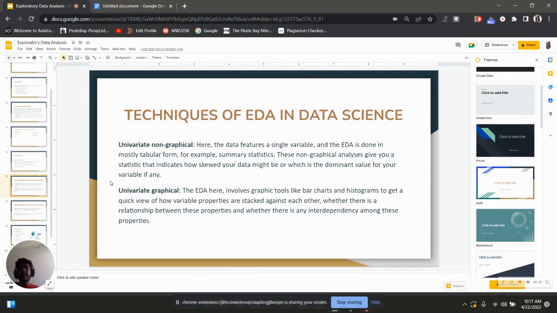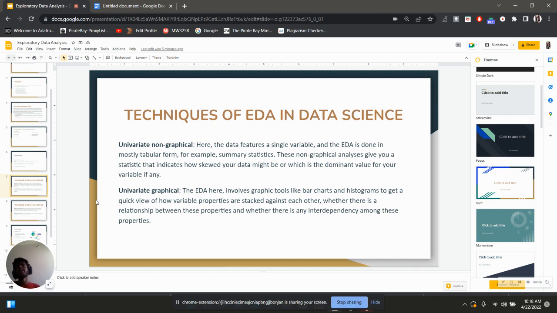So, what are the techniques of EDA in data science? The first one is univariate non-graphical. What happens in univariate non-graphical? The data features a single variable, and the EDA is done mostly in tabular form, for example, creating summary statistics. These are non-graphical analyses which tell us how our data can be skewed or which is the dominant value in our data of the variable.